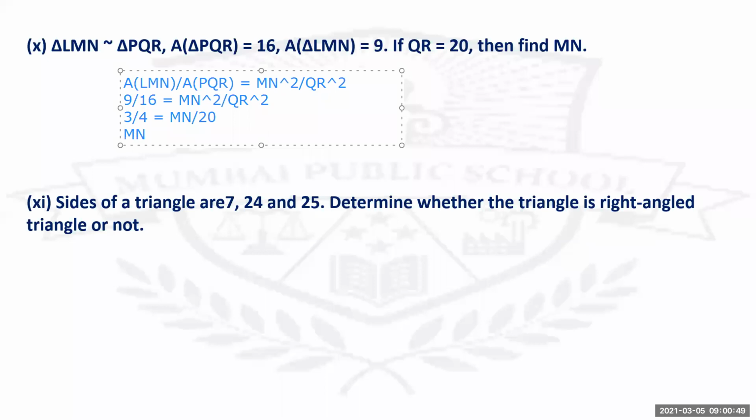You get MN equals 3 into 20 upon 4. 3 into 20 is your numerator and 4 becomes your denominator. So you can cancel 20 and 4. You'll be left with 3 into 5. So that equals 15. Is this clear to all the students? Any difficulty in this? Should we move ahead?